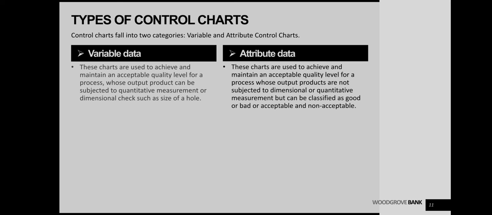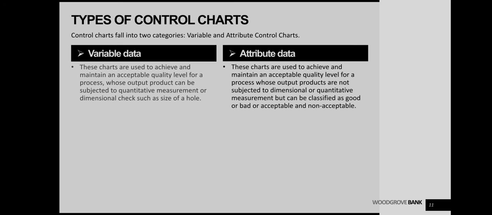Types of control charts. Control charts fall into two categories: variable and attribute control charts. Variable data. These charts are used to achieve and maintain an acceptable quality level for a process whose output product can be subjected to quantitative measurement or dimensional checks such as size of a hole. For example is thermometer, a weighing scale, or a tape rule, diameter or the length of a screw or bolt, wall thickness of a pipe, etc.